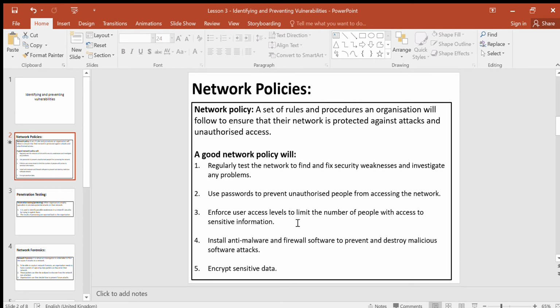It will also discuss user access levels. So which members of staff are able to access which documents? Can they edit those documents or can they just read them? Again, limiting access for entry to areas of the network where sensitive information is held. It will also outline the anti-malware and firewall software, the brand, the level of care, that kind of thing. And lastly, it will outline the encryption of any sensitive data.